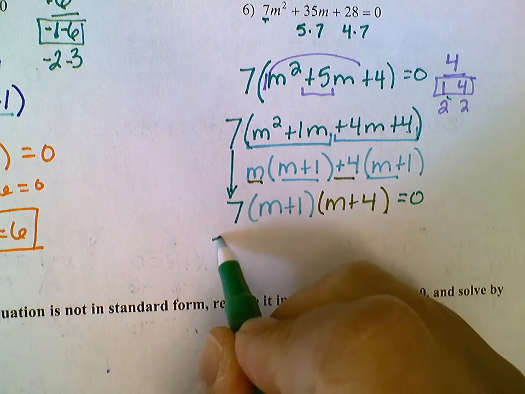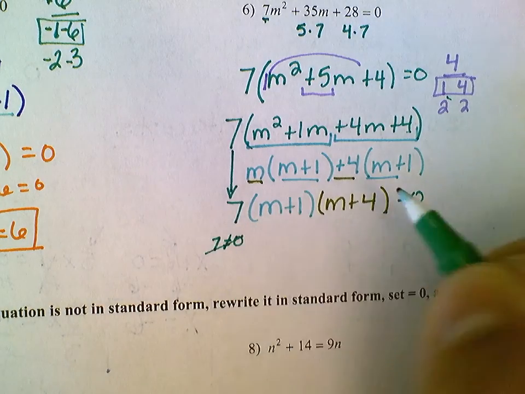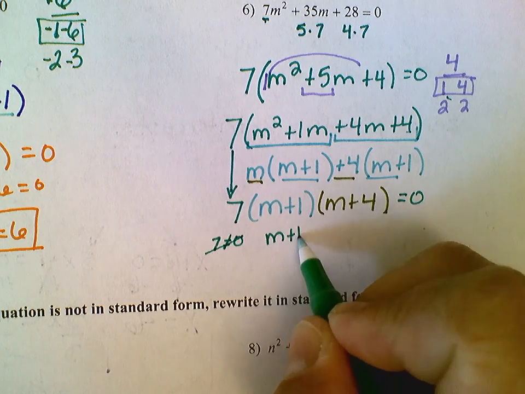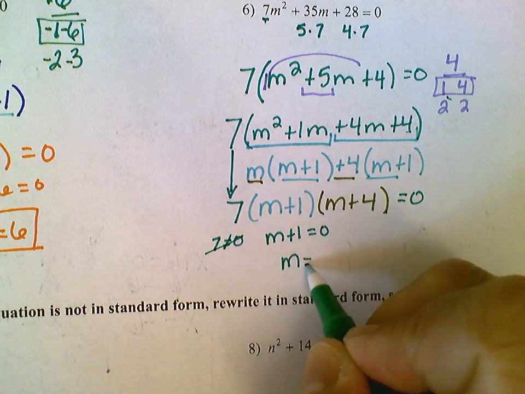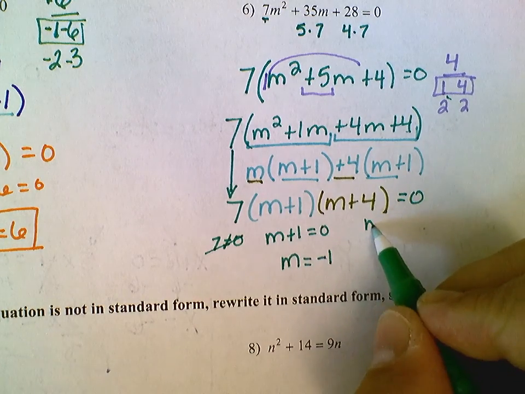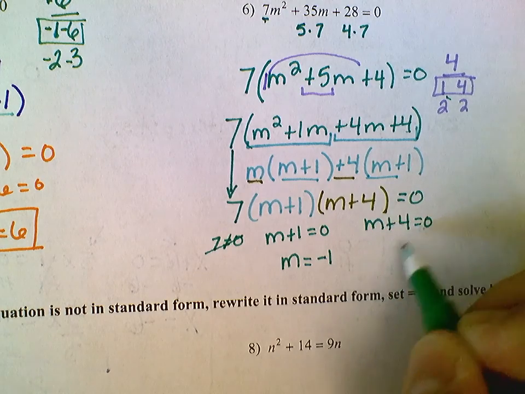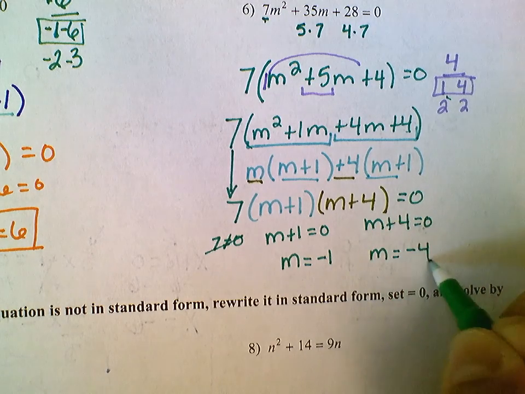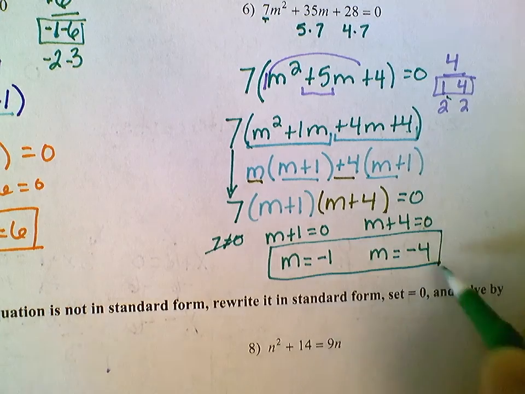So to finish this up, 7 does not equal 0, so we throw it out. M plus 1 equals 0, or m equals negative 1. M plus 4 equals 0, or m equals negative 4. Those are my two solutions.